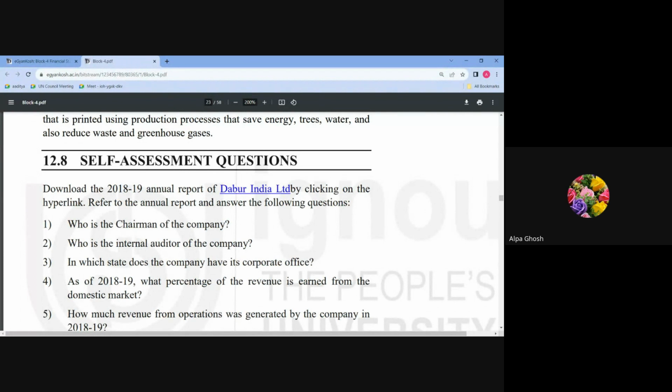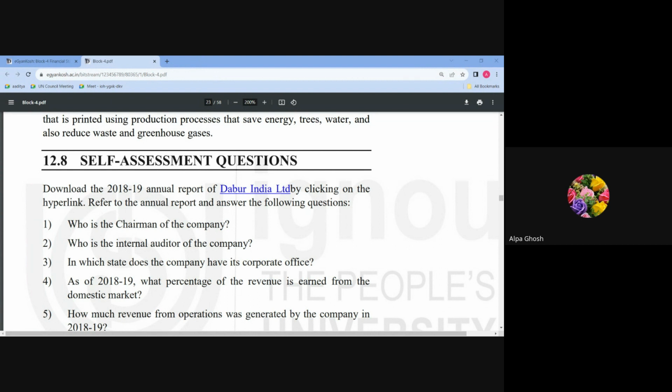Now you can see this. This is a very important part. If you want to really understand what an annual report is, you can download the annual report of any company. Dabur India Limited 1919, it is old content, so it's given. You can download and view the annual report of such and such company. There are so many important companies which may be there in your country or in your state. You just see them, download it, and try to answer these questions.